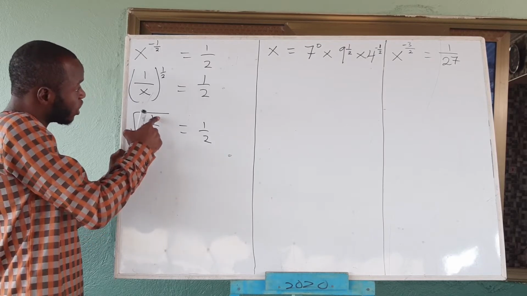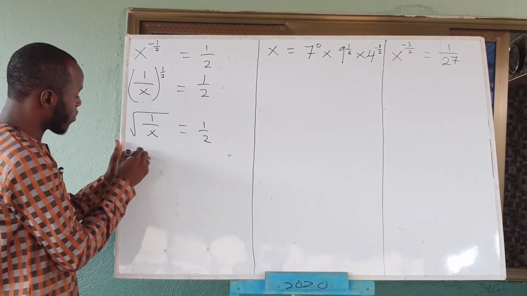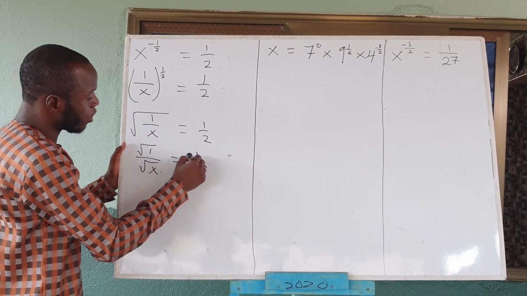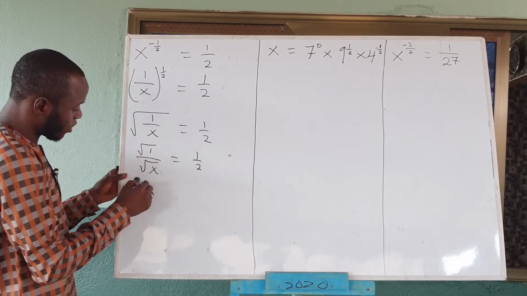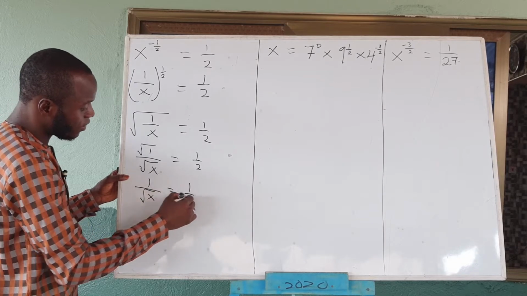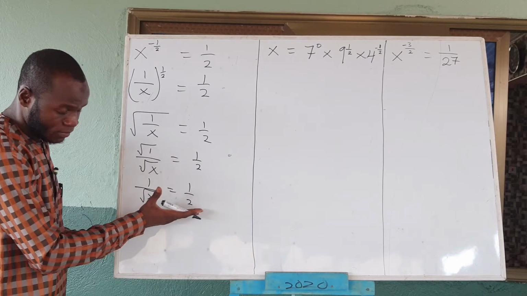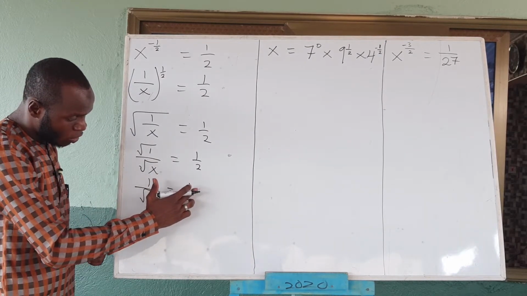So we can also change this and bring it back to here. From here, we can separate these two and write it as square root of 1 over square root of x equal to 1/2. From here, square root of 1 is 1, and then square root of x, we don't have any value, so we repeat the same thing. So here is where the basic mathematics comes. Here you have 1 over square root of x equating to 1/2.